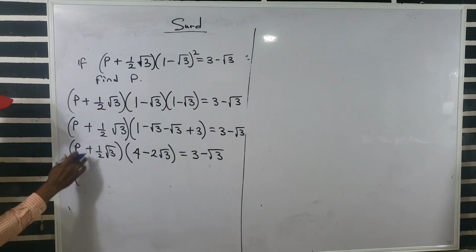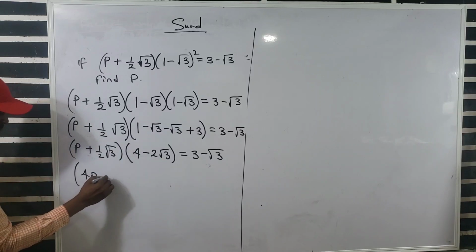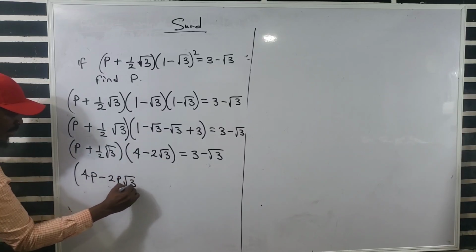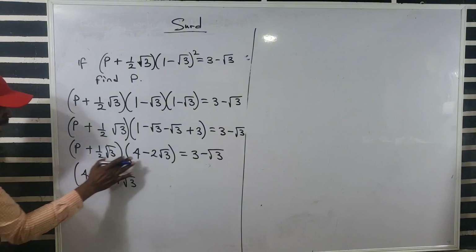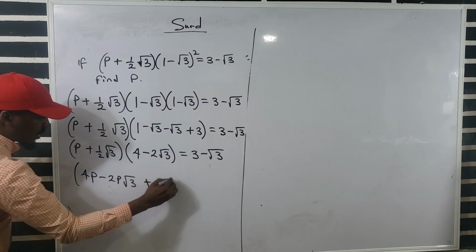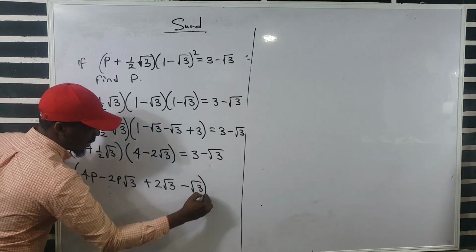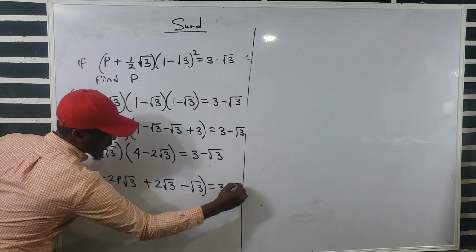That will give us p times this, 4p, p times this, minus 2p root 3. Then this times this will give us plus 2 root 3. This times this will give us minus root 3, equals 3 minus root 3.